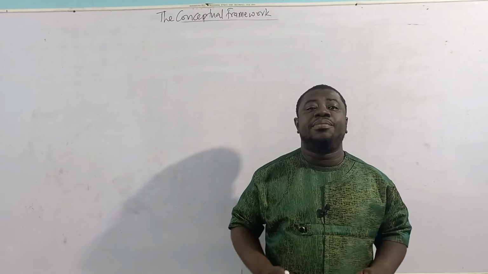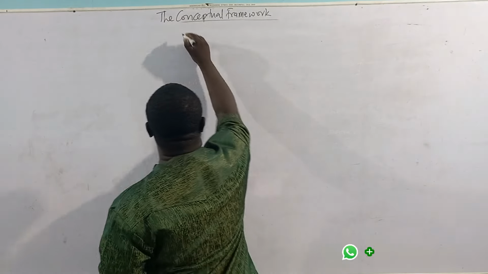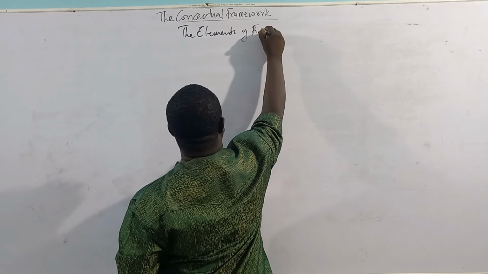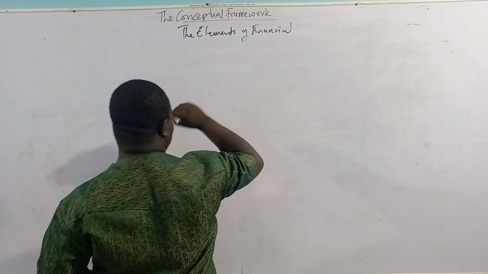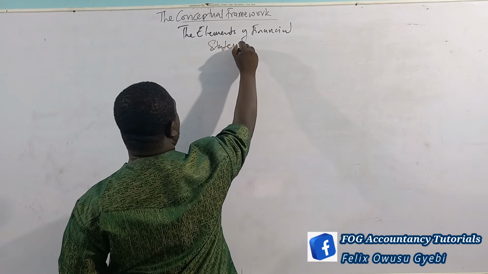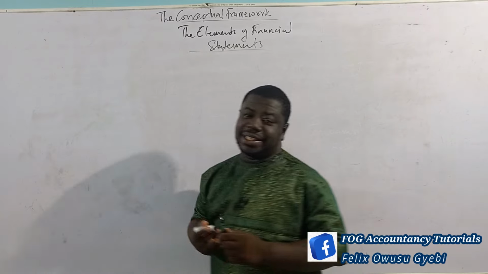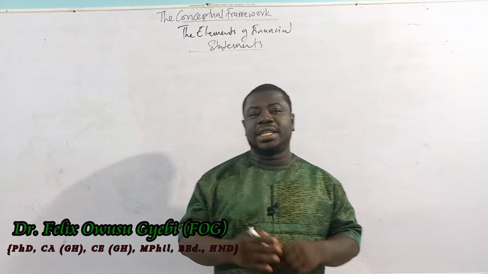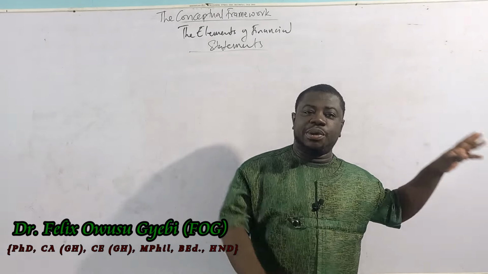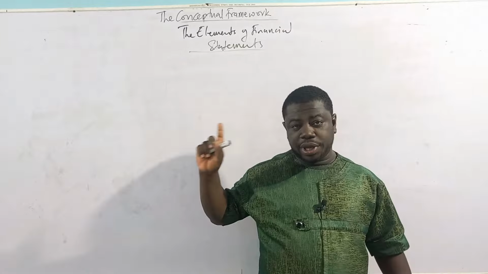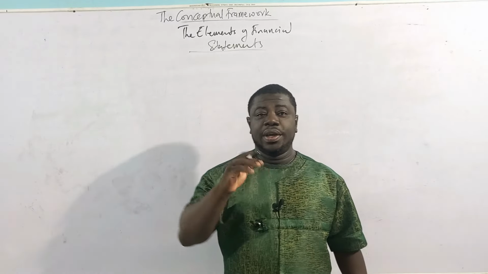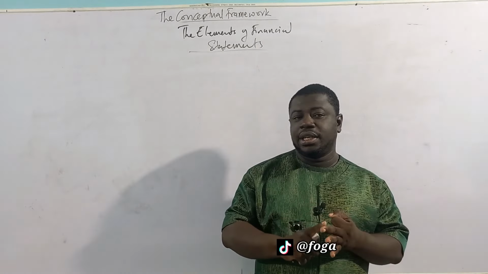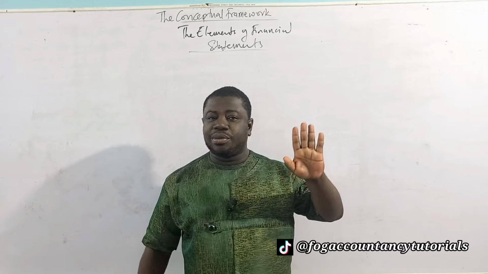So let's look at the elements of financial statements. We are also going to look at their recognition and measurement. Now, another highly examinable area in the conceptual framework is the elements of financial statements. Like I said, some students confuse the components that we mentioned in the earlier videos with the elements. Now, the elements of financial statements are assets, liabilities, income, expenses, and equity.